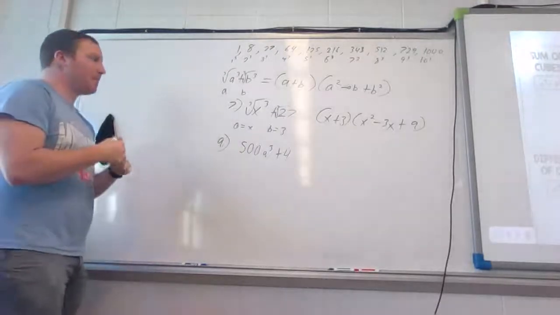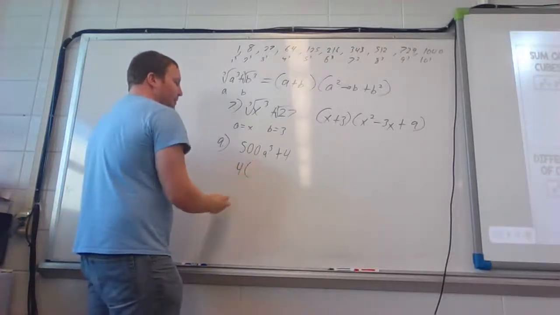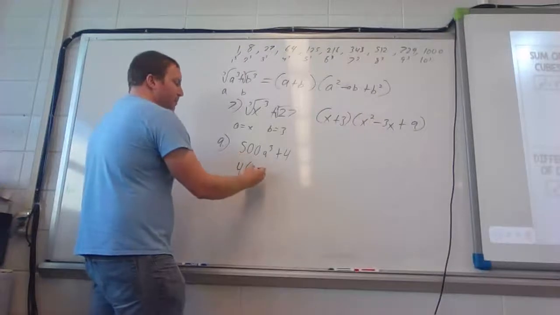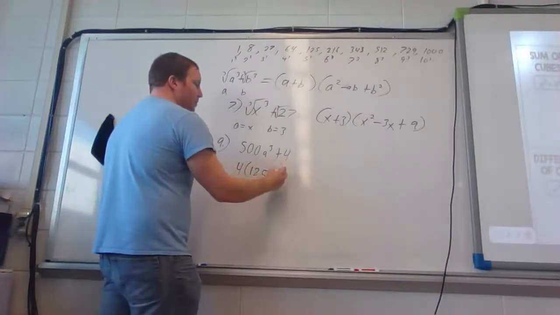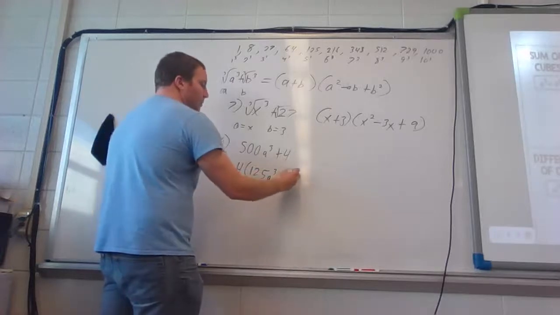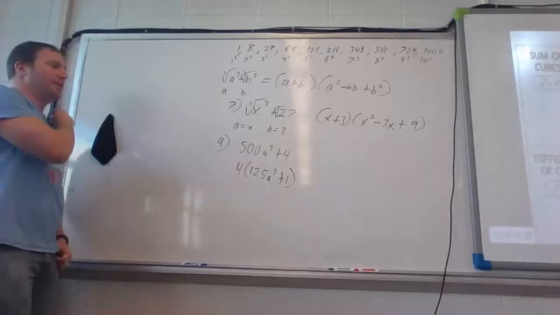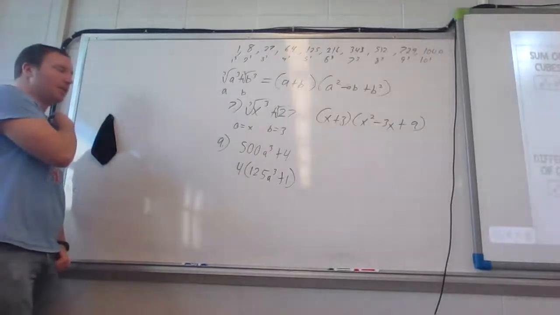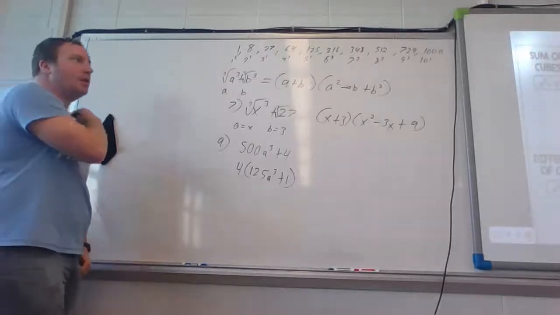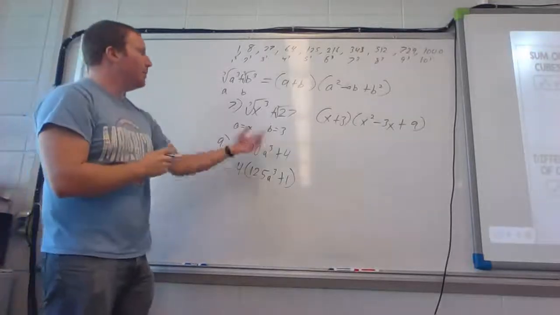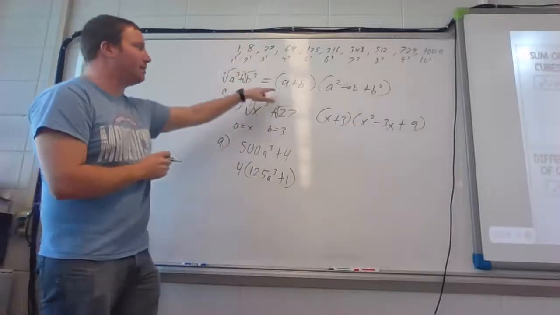4. Okay. If we take out a 4, that leaves me 500 divided by 4, which is 125a cubed. And 4 divided by 4 gives you 1. Then 125 is a perfect cube, and so is 1. So then we can apply it to our formula.